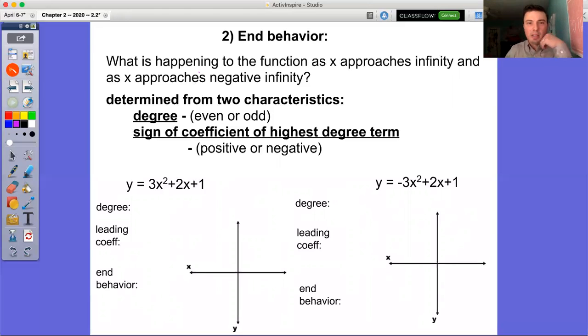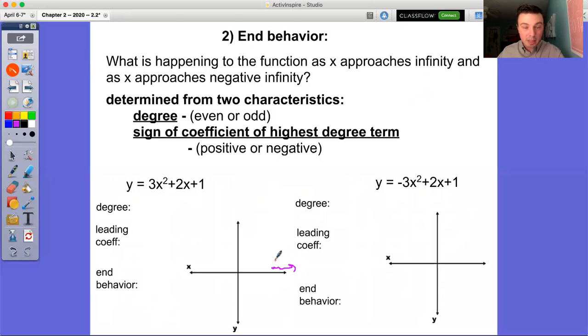Okay, so second thing we need to know, in addition to how many turns it has, is its end behavior. End behavior answers this question up here. What is happening to the function as x approaches infinity or as x approaches negative infinity? So that's just a fancy way of saying, if we have a graph here, and I'll just use this graph down here, and then I'll erase it. Basically, as x approaches infinity, we know we're going this way.